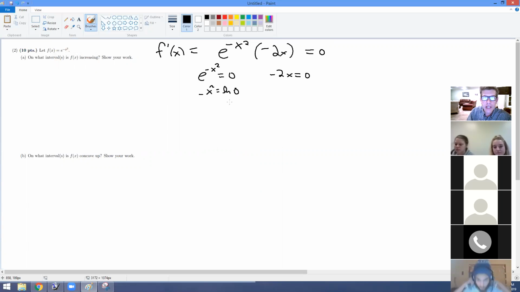And if you ask your calculator what ln of 0 is, what's it going to say? Error. So that's warning us that there is no way to solve this equation. In fact, e to the anything is always going to be what? Positive. It's always positive. Good. So no solutions from this part. Over here, we get the solution x equals 0. So just one critical point.